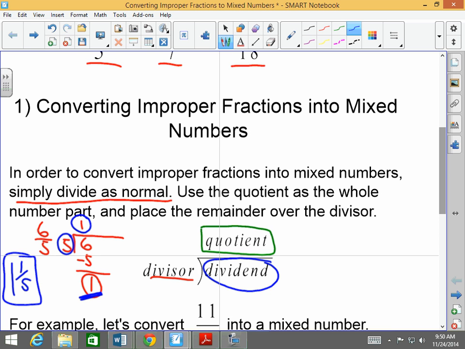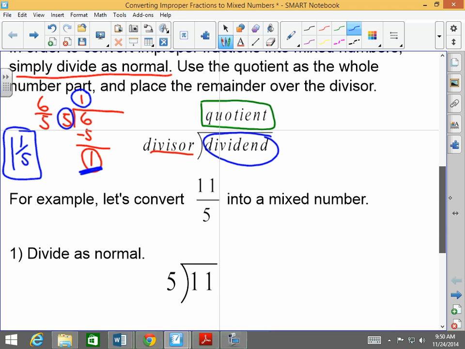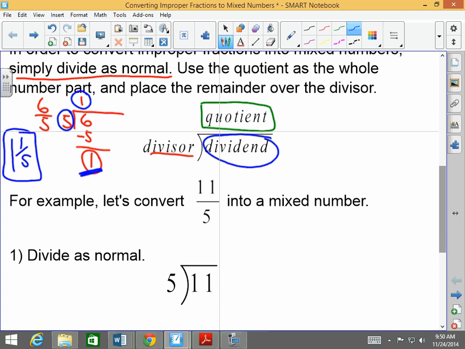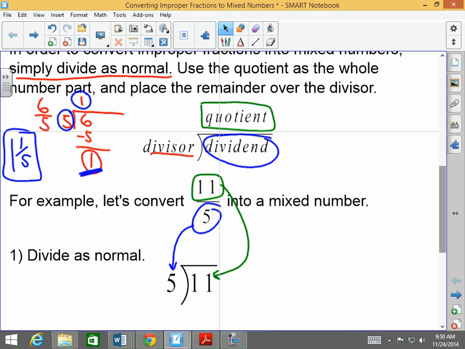Now, let's go through that again, but step by step. For example, let's convert 11/5 into a mixed number. Okay? First, divide as normal. Remember that the denominator goes on the outside, that is my divisor. The numerator is my dividend, that goes on the inside. It doesn't matter which one is larger or smaller, the denominator always goes on the outside, and the numerator always goes on the inside, regardless of who is larger.